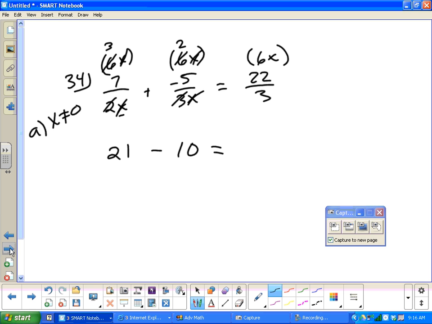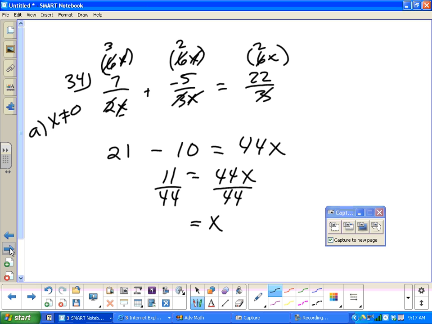All right. 3 goes into 6 2 times. So 2x times 22 would be 44x. All right, so now we get 11 equals 44x. And we're going to divide by 44. So that would reduce to a fourth. Okay. All right. Did y'all say like we can do one more?